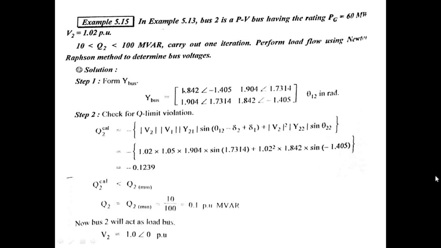And then the next calculation of the simple problem. In example 5.13, bus 2 is a PV bus having the rating of PG is equal to 60 megawatt.